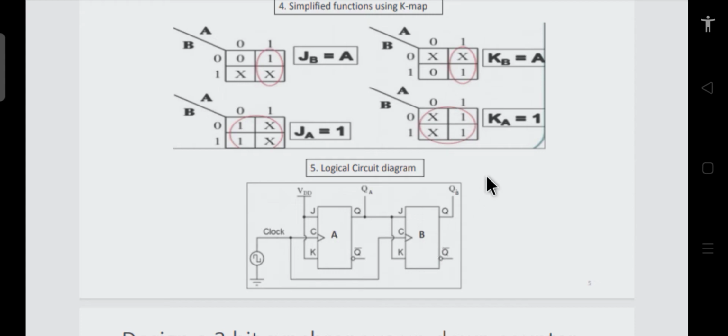Now, whatever we have done in the last few slides, we found JA. This is our A flip-flop, so this is our JA and this is our KA. Both of them should be connected to the high voltage, which is equal to 1.